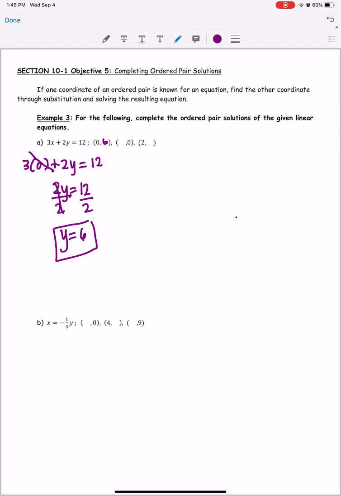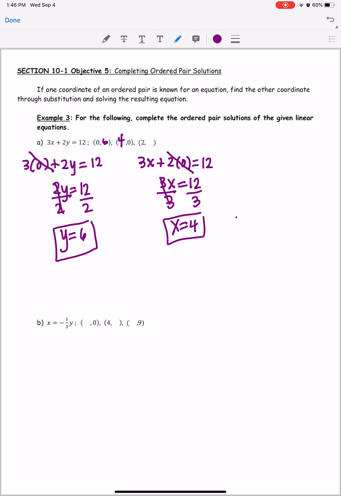So do the same thing with the other 2. Now I don't know my x, now I know my y, so plug in this 0 for y, solve it for x. So in this equation, we've got 3x plus 2 times y, my y is 0, equals 12. So get x by itself. Again, 0 times anything is 0, that goes away. So we have 3x equals 12. Divide by 3 to get x equals 4. So that's the rest of this ordered pair.